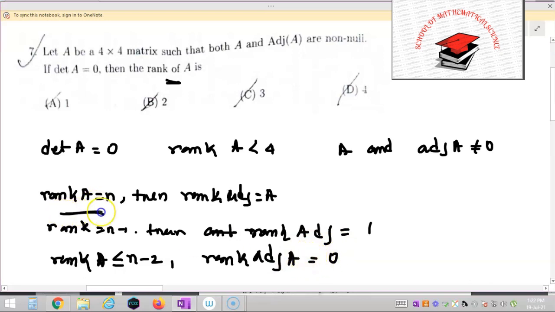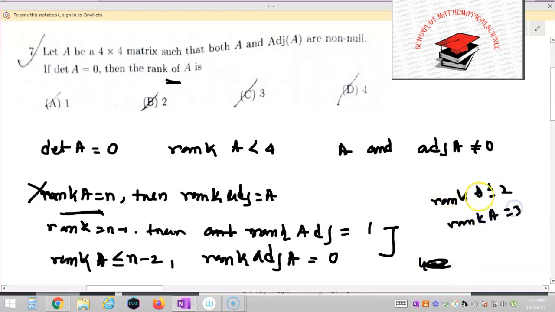Rank of adjoint A equal to 0 means adjoint A will become the 0 matrix. Now if rank of A is equal to n, then det A is not equal to 0. As det A is equal to 0, this is not a possible case. So there are only 2 remaining cases: rank of A is less than or equal to n minus 2, that is 4 minus 2, so rank of A is less than or equal to 2, and rank of A is equal to 3. If rank of A is less than or equal to 2, then adjoint A will become a null matrix. As adjoint A is a non-null matrix, rank of A must be 3. So option C is our correct option. It was an easy question. We have solved the question number 7.